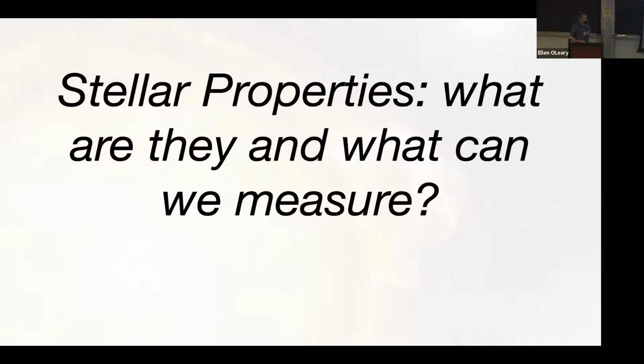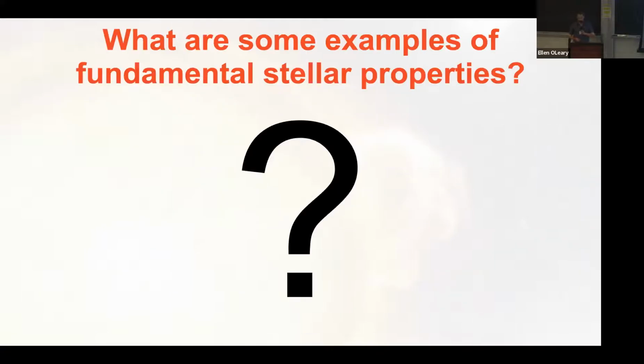Okay, so let's start off with the question: what are stellar properties and how can we actually measure them? In the spirit of a workshop and having some audience engagement, similar to Todd, I'll pose a question to the audience in the room. I think this will mostly work for the people in the room, but perhaps online folks can also chime in. What are some examples of fundamental stellar properties that we might want to determine, in particular with relevance to exoplanets? Just feel free to shout out a few if you have any ideas.